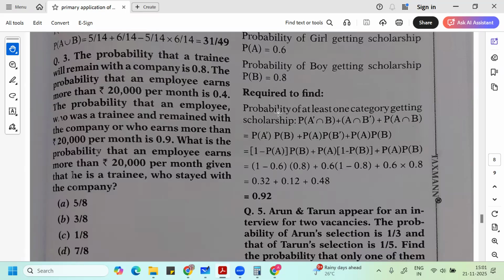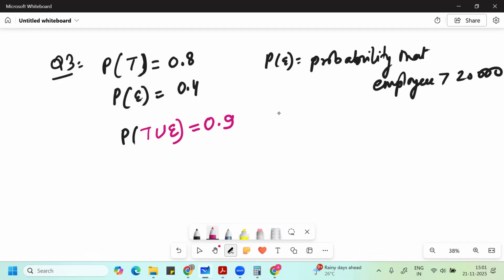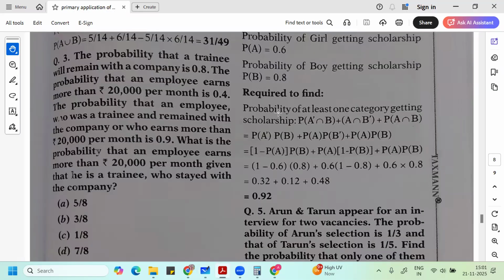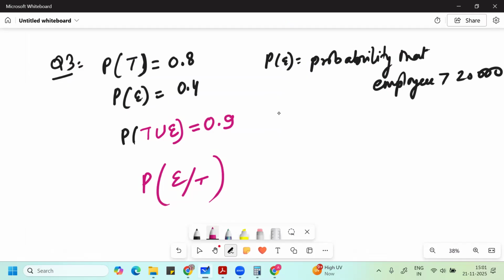Okay. What is the probability that the employee earns more than 20,000 rupees given that he is a trainee? Given that he is a trainee, they're asking you this. So what is the probability that this person earns more than 20,000 rupees? This is nothing but probability of E intersection T divided by probability of T. So E intersection T we don't know.